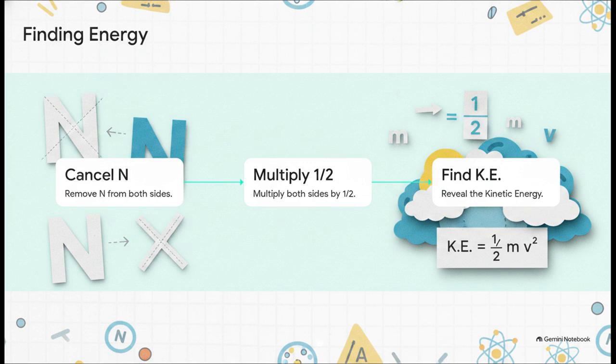Goodbye, total molecules. Now, remember basic physics? The famous formula for kinetic energy is 1/2 mv squared. Right now, on our right side, we have 1/3 mv squared. Close, but not quite. To make the correct formula up here, we simply multiply both sides by 1/2. And boom, the kinetic energy formula magically reveals itself right in our equation. We have successfully uncovered the hidden kinetic energy of a gas molecule.